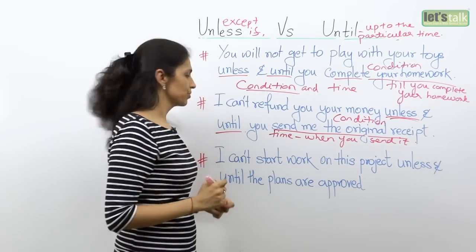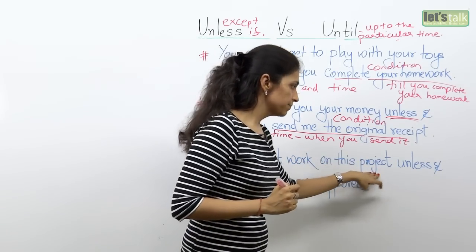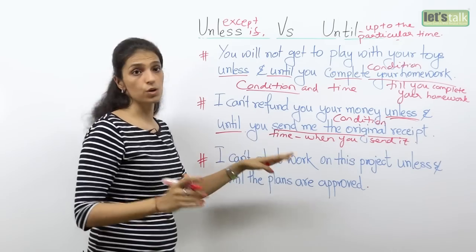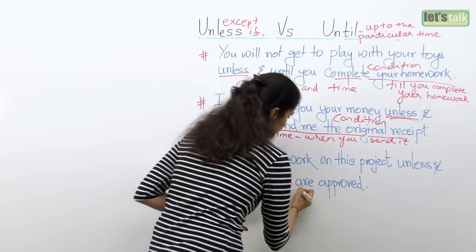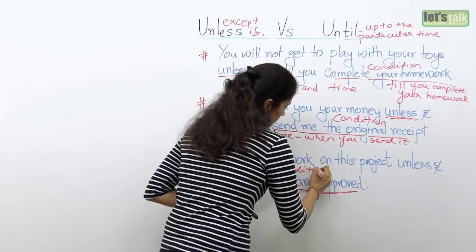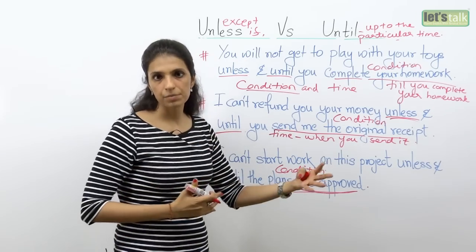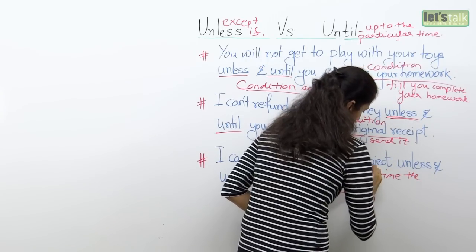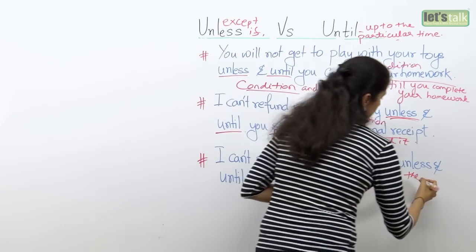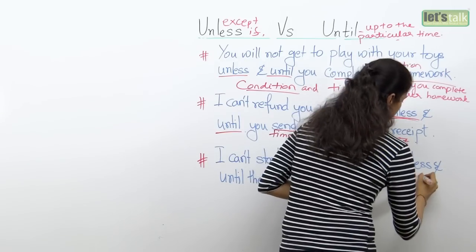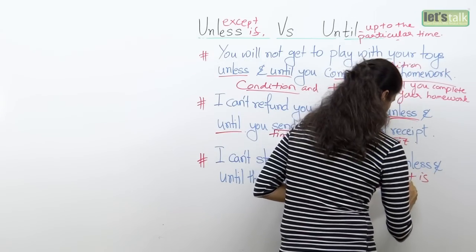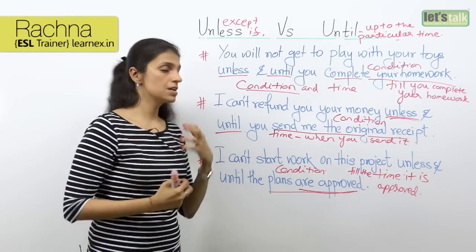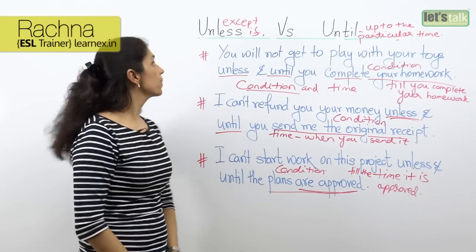Okay, and the last example: I can't start work on this project unless and until the plans are approved. So I can't start work. Why? Two things, condition and time. What is the condition? The plan being approved. And of course, till the time it is approved. So that's your time. So remember, when you use both of them, it is because they need to have both the context, time and condition.